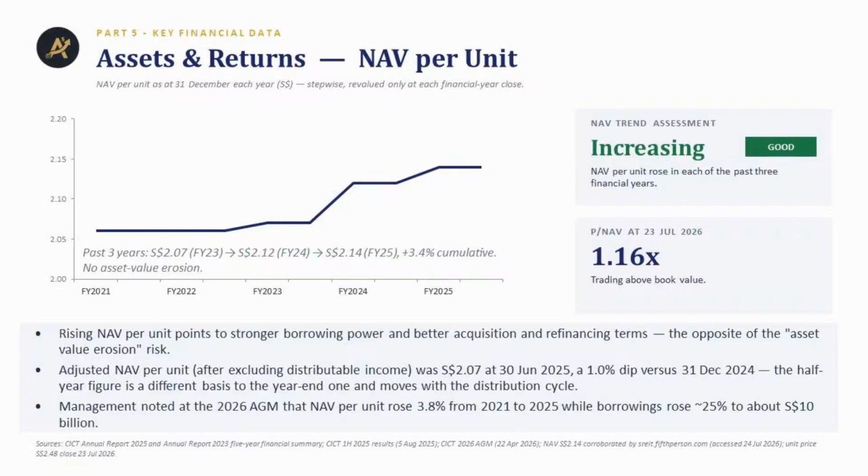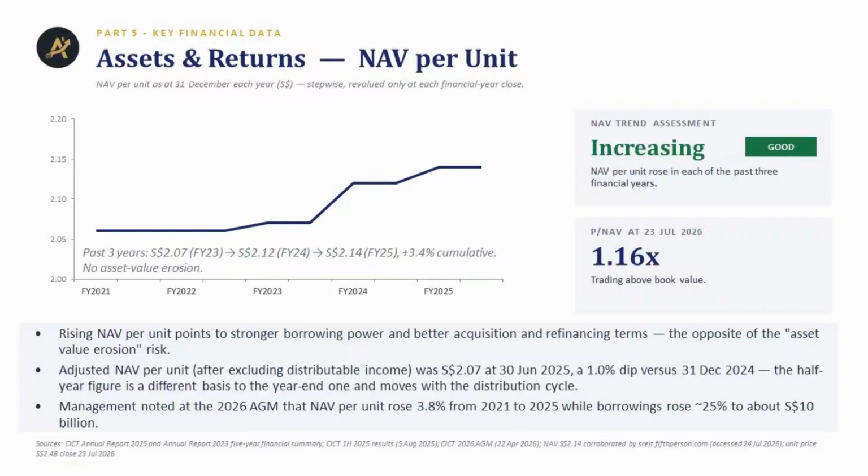In FY23, it was S$2.07. In FY24, it moved to S$2.12. And in FY25, it rose to S$2.14. That represents a 3.4% cumulative increase. The slide concludes this indicates an absence of asset value erosion. And mathematically, that is correct.